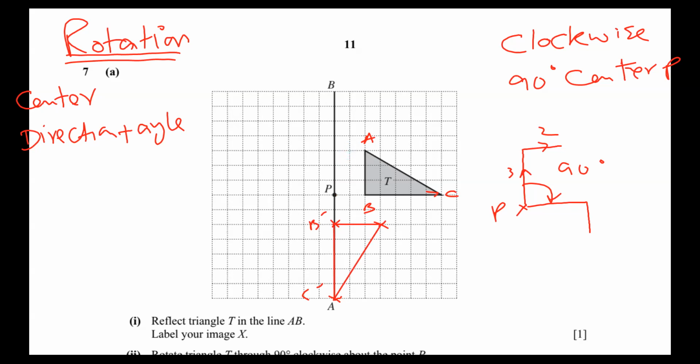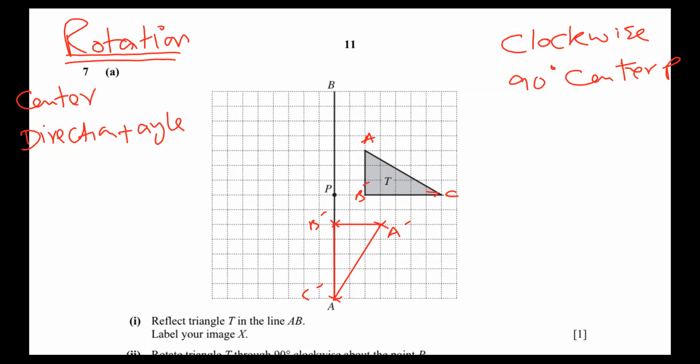Now you can see that this is my rotation. Center is P, and this whole object rotated like this. For example, C comes here, A comes here, and B comes here. So it means this point, which is the last point, comes to A dash. Alhamdulillahi Rabbil Alameen. I hope you got the concept very clear. This is the one thing.